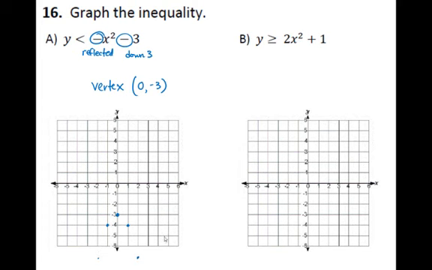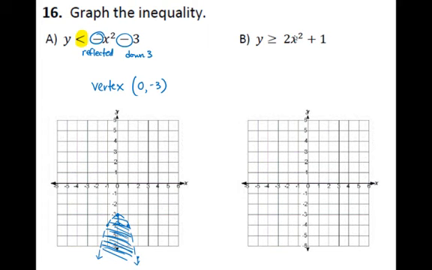Okay, now before I make the actual parabola, I need to go back because this is an inequality. I need to look at the symbol of the inequality. This is a less than, so I'm going to make it a dashed parabola. Because it's less than, I'm going to draw an arrow from the vertex going down. This arrow's on the inside of the parabola, so I'm going to shade entirely inside. All of the points in the shaded region are solutions to this inequality. Points that are on the boundary are not solutions because this is a dashed parabola.